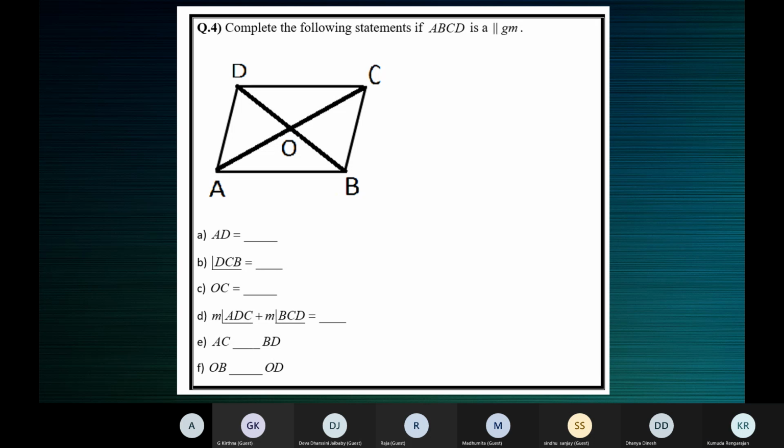One more. Madhumita wanted to say something. Ma'am, measure of angle CDA and measure of angle DAB gives 180 degrees, ma'am. Perfect. Measure of angle CDA plus measure of angle DAB is equal to 180. All right. Devadarshini, answer the next one. E.